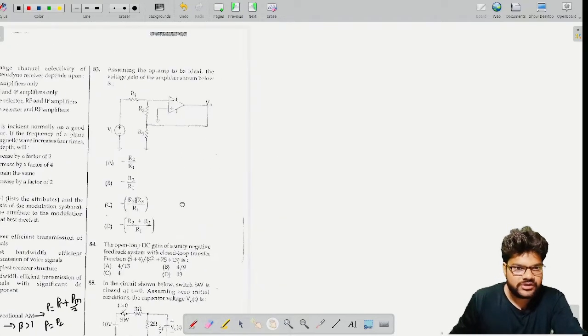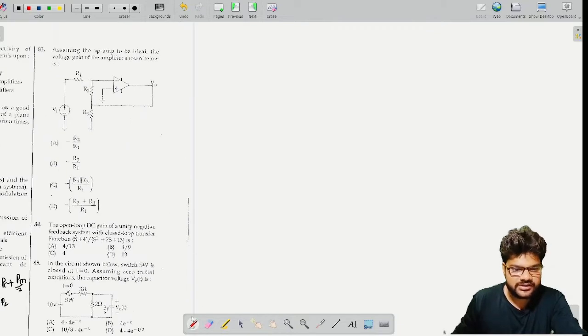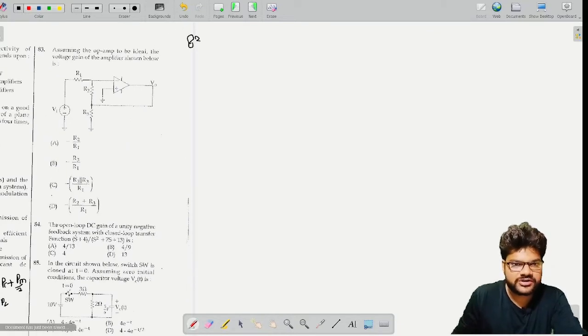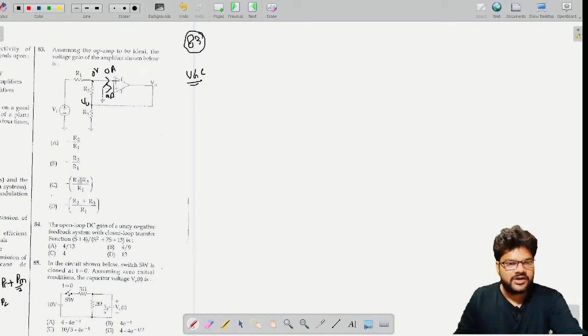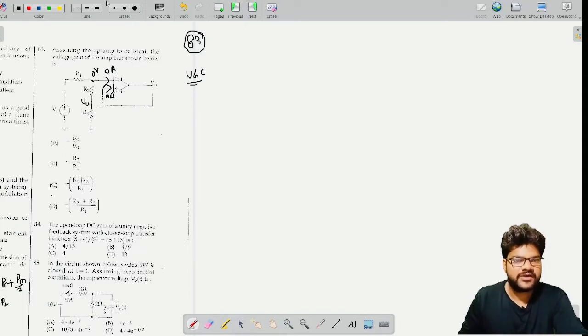Now let's go to next question, question number 83. This question is again from analog circuit. So the question what we are given is assuming the op amp to be ideal. Okay. So op amp is ideal, it means that inverting terminal current will be 0 ampere and non-inverting terminal current will be 0 ampere, right. And we see there is a negative feedback, so virtual ground concept will be valid here. So this is V0, okay, this is 0 volt, so this will also be 0 volt, right. And what we are asked, the voltage gain of the amplifier we have to find out.